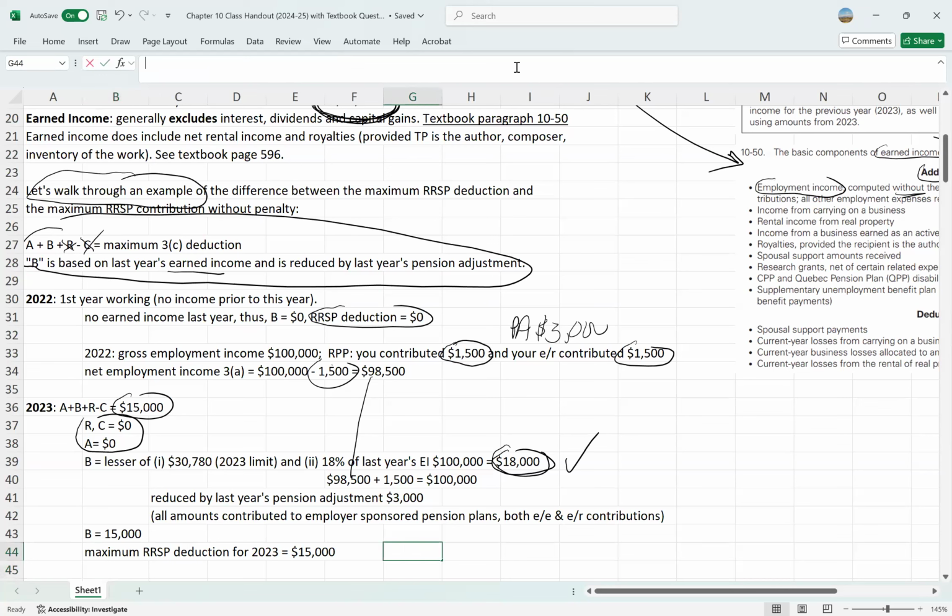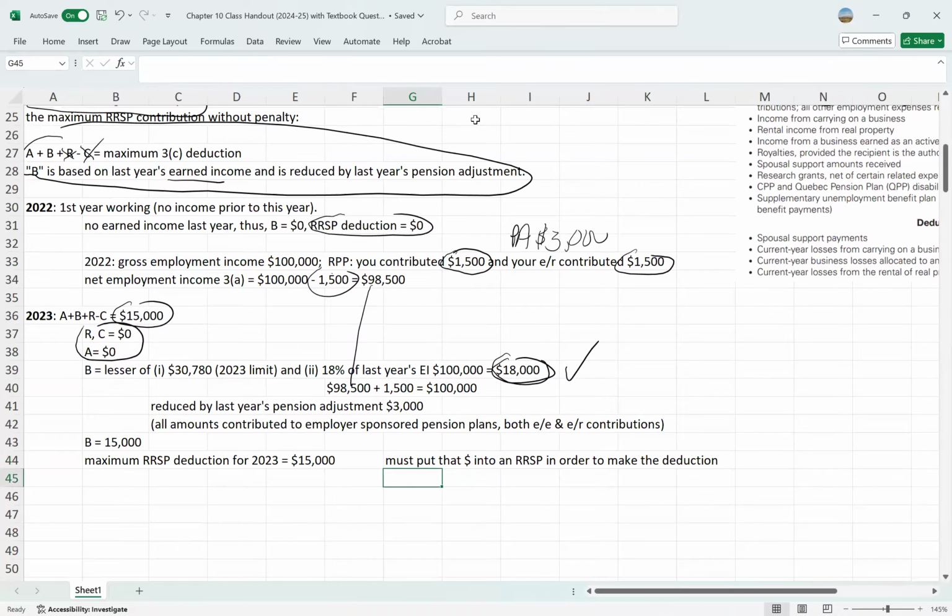But once again, you must put that money into an RRSP in order to make the deduction. So even though you calculate your RRSP deduction limit to be 15,000, you actually have to put the 15,000 into an RRSP that you set up with a bank or financial institution in order to make the deduction. So that's sort of the first term that we need to be aware of, is that when we calculate that formula, that's the maximum RRSP deduction for the year, once again, provided we make contributions.